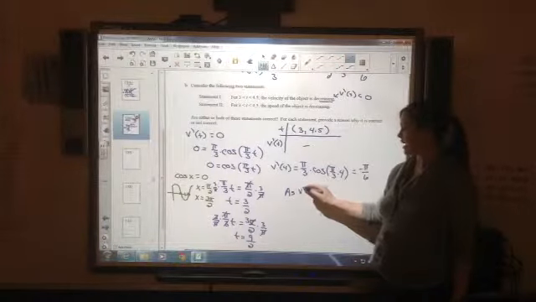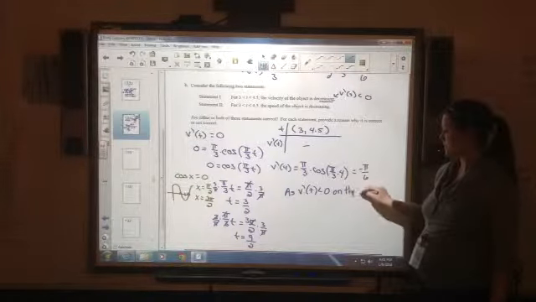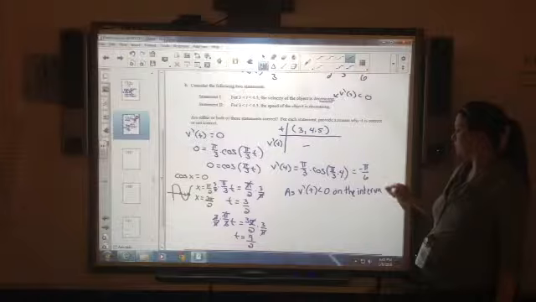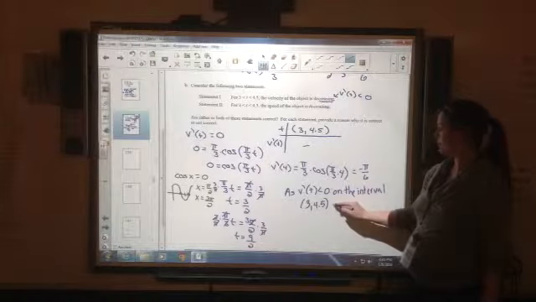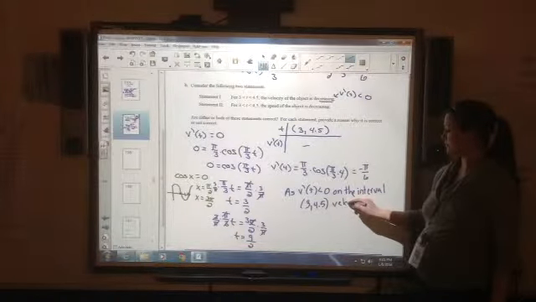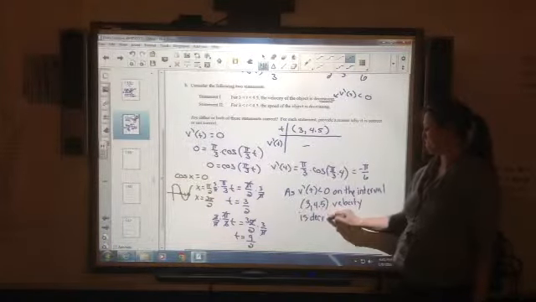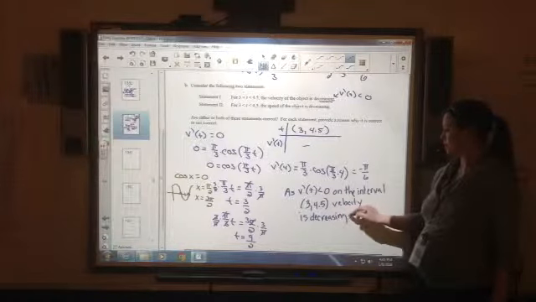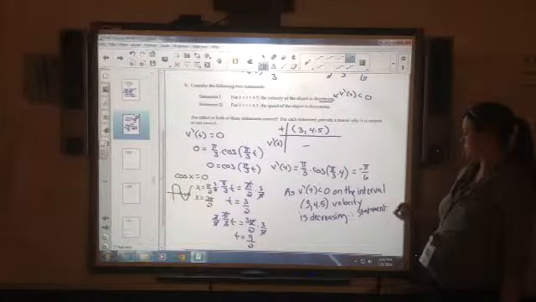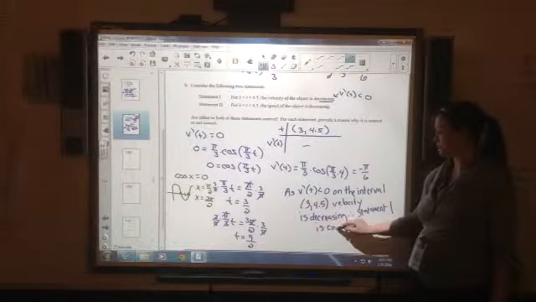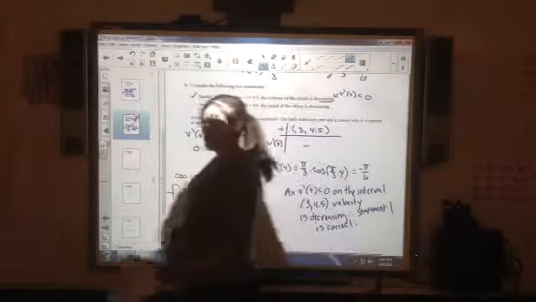So my explanation: as v prime of t is less than 0 on the interval from 3 to 4.5, velocity is decreasing. Therefore, statement 1 is correct. So all of that to say, yes, statement 1, we're good with that one.